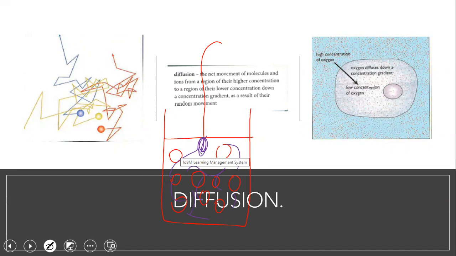What is actually happening over here? This is where you added the drop of purple color. At this particular point, the concentration of the purple color is high, right? Because you have just put a single drop, so this drop has a really high amount of purple color molecules. The rest of the water has a low concentration of purple molecules. At the point where you put the drop, you have a lot of purple molecules, and in the rest of the water, you have a low concentration.